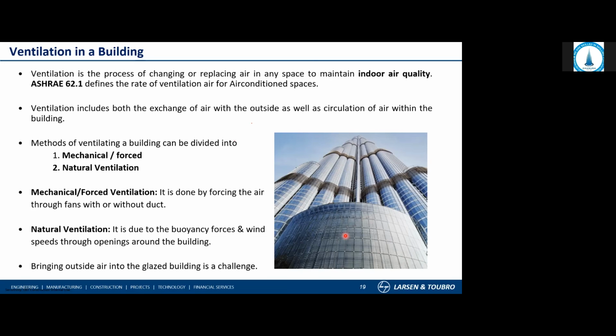Now, apart from the air conditioning ventilation part, there is a ventilation requirement which is through mechanical and forced ventilation or natural ventilation. Where mechanical and forced ventilation is used, we have to provide fans.